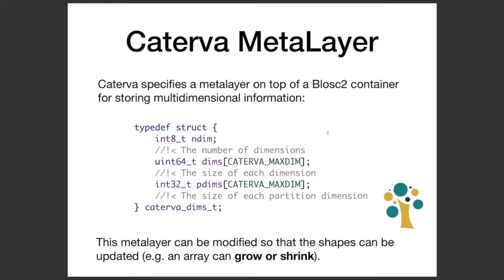So let me go a little bit into detail on the Caterva MetaLayer on top of Blosc2, sorry. This MetaLayer is very, very easy. It's just a serialization of this struct, which is the number of dimensions of the dataset, the actual dimensions, and then the partition dimensions, which is the equivalent of the chunk dimensions in HDF5. This is the only information that is required by this layer. And the MetaLayers in Blosc can be modified so that the shapes can also be updated. So an array can grow or shrink in the same way as in HDF5.